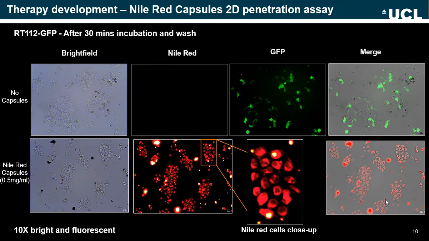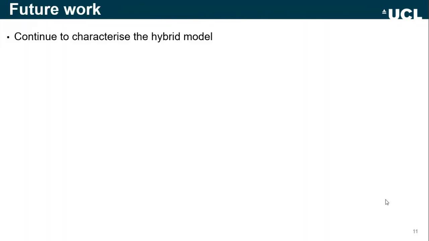I did a 2D penetration assay of the capsules and found that actually the capsules do unload the cargo, which was Nile red dye, into the cancer cells here, which was a nice preliminary result. So at the moment, that's all the work I've done so far, but there's loads of potential with this model.